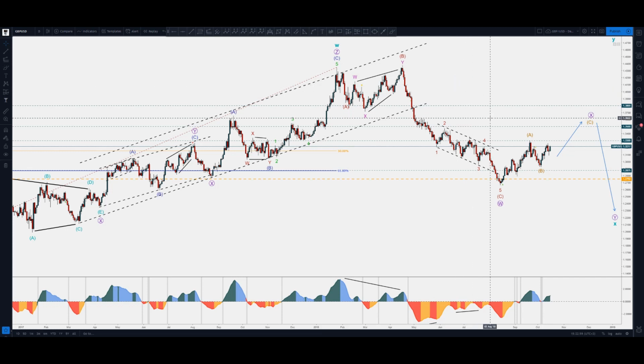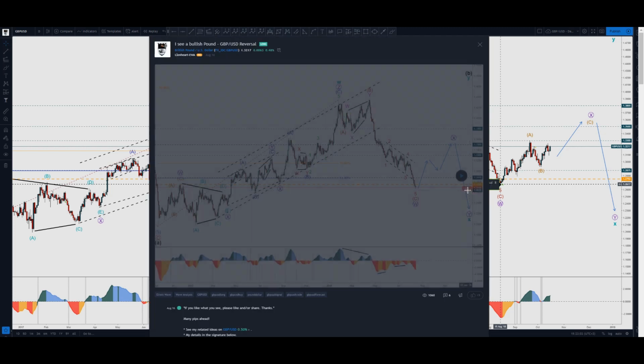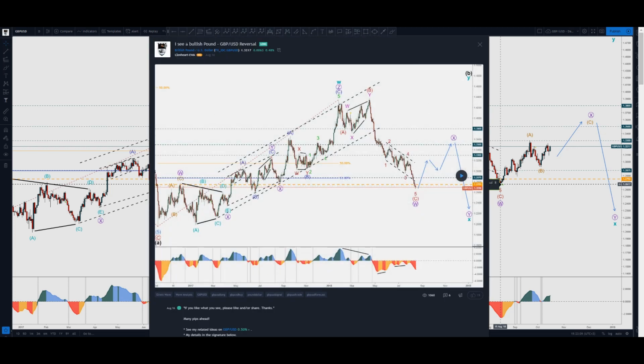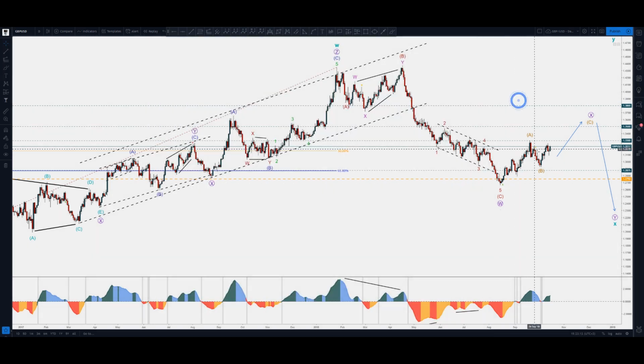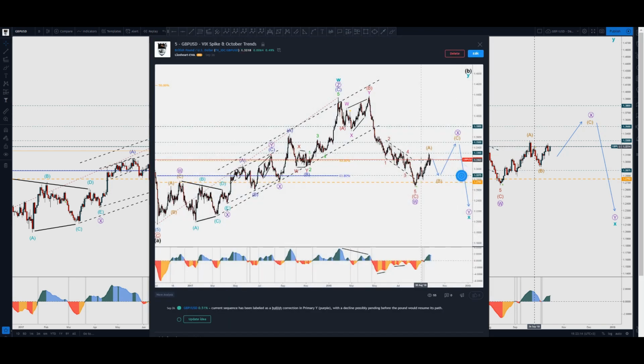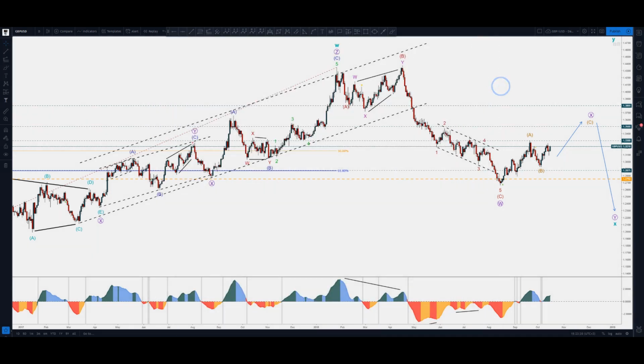GBP pound US dollar, same principle right here. Let's say, for instance, when I found its bottom, I said that I would actually see a bullish bounce, and it rose, dropped, and now seems to be on track right about there when it found its top. I'm actually mentioning the possibility for this to continue dropping a little bit and then resume the uptrend, right?